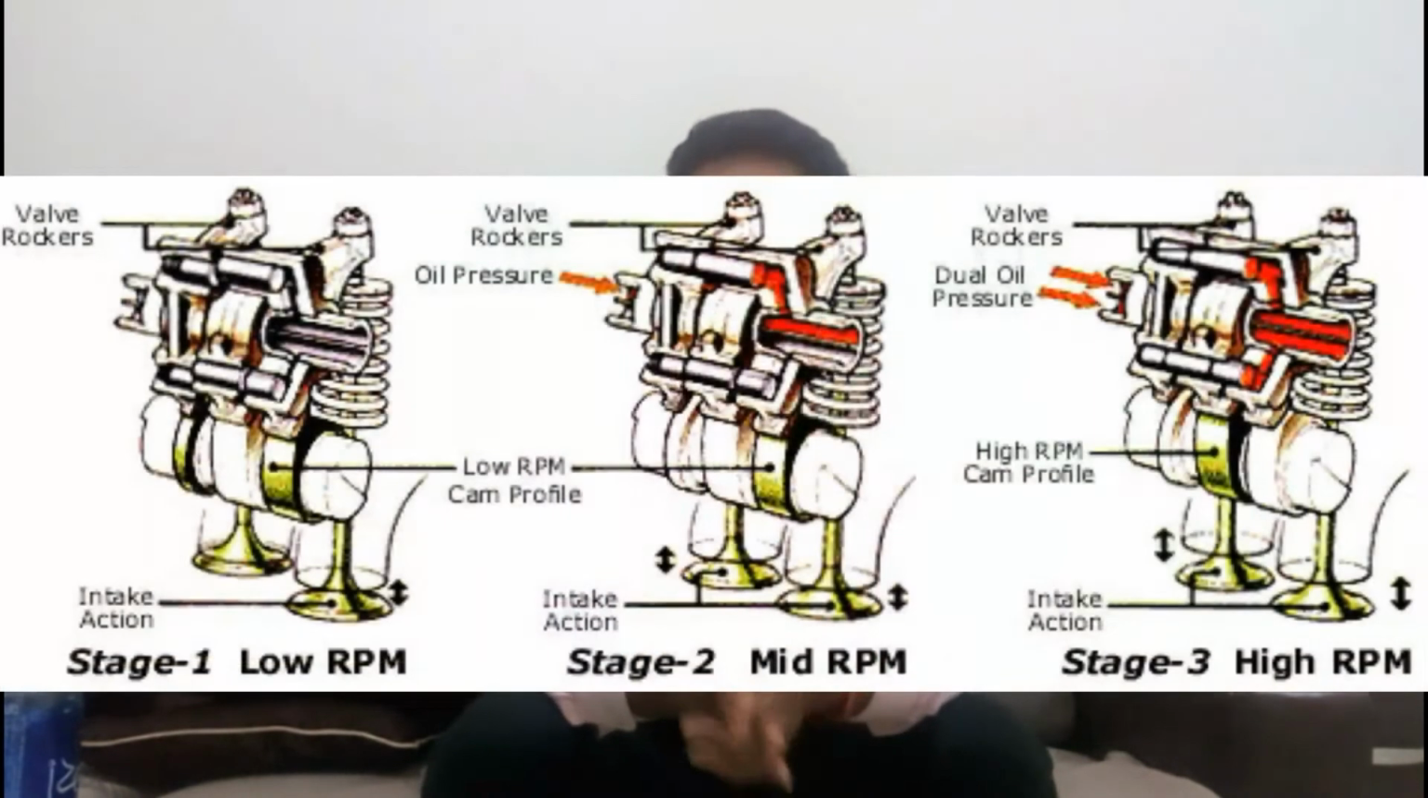Now there are two types of i-VTEC systems. First is K20A2, and in this K20A2 system, VTEC engages at 5800 RPM while VTC is always active, by which this system provides 10 horsepower more than the standard VTEC system.